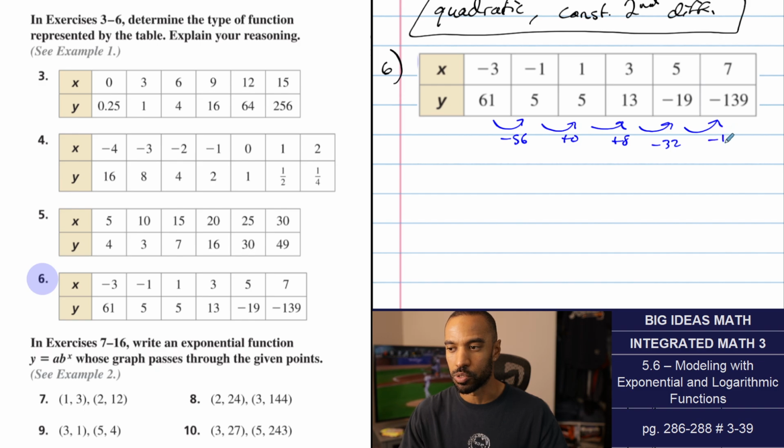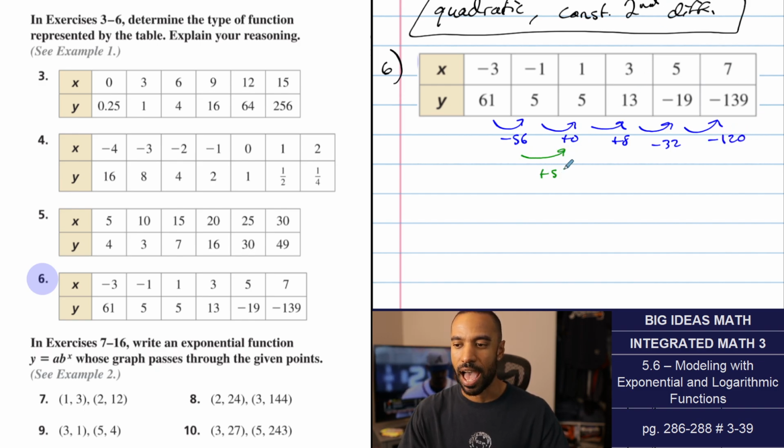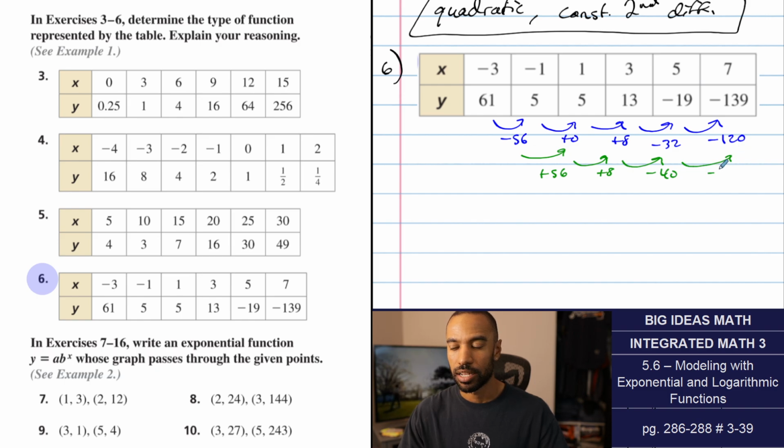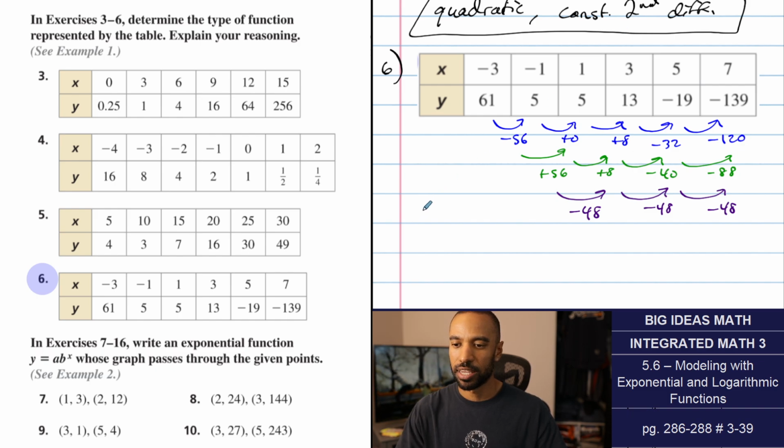I always mess these up, so sorry. -120. I always mess them up. I hope I didn't already mess up now. Adding 56 and 8. Subtracting 40. Subtracting 88. I think 88. Subtracting 48. 48 and 48. It must be cubic. Cubic.